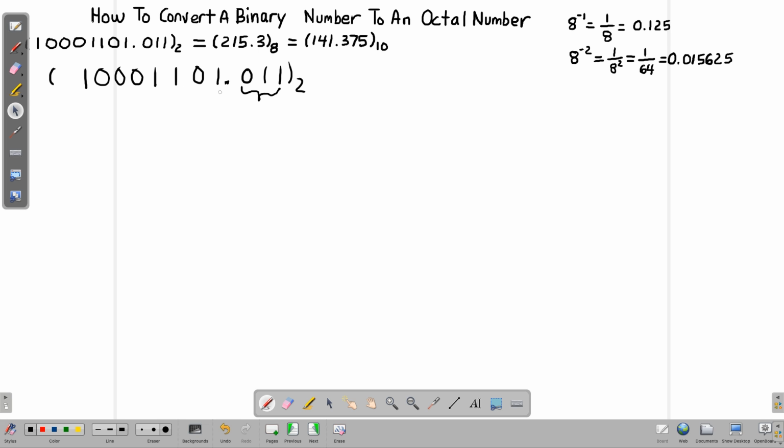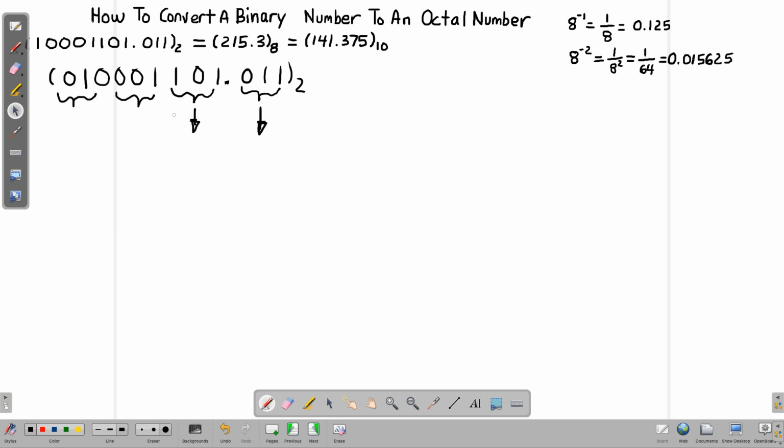Now we start looking at the values to the left of the decimal point. The first group would be 101. The next one would be 001. And since we don't have a value here, you just throw a 0 there, and that represents a group. So we have to compute each one of these.